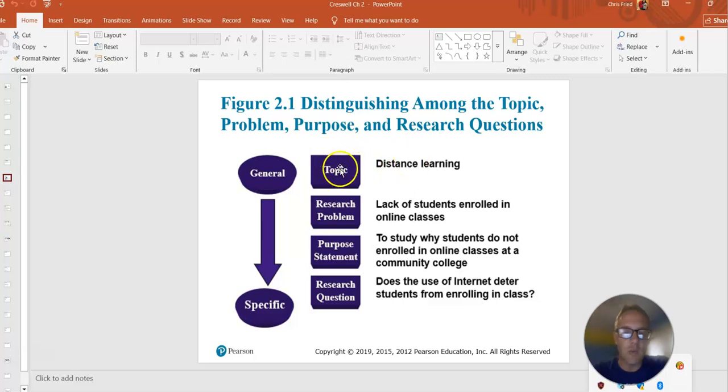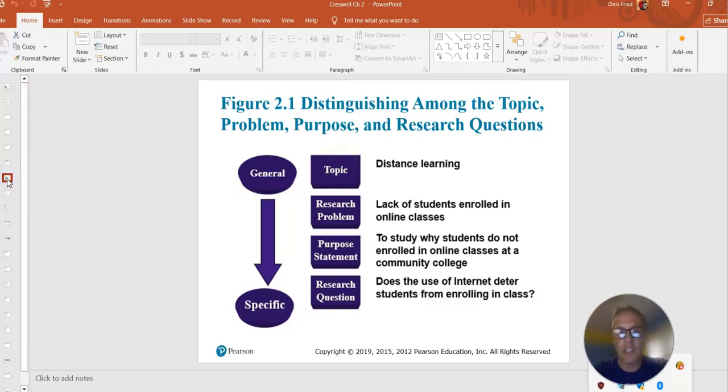So here it gives you examples, right? The topic is distance learning. That can incorporate a whole lot of things, right? And then your problem: lack of students enrolled in online classes. Purpose statement: why students do not enroll in online classes at a community college. And the question: does the use of the internet deter students from enrolling in classes? So it goes from much more generalized down to specific as we work our way down to the research questions from the topic that we've chosen. Okay?